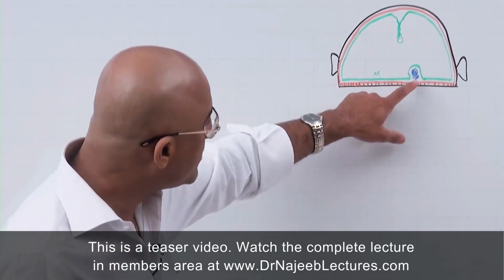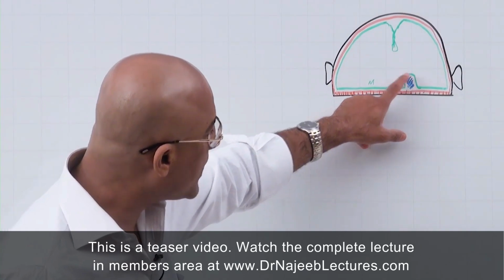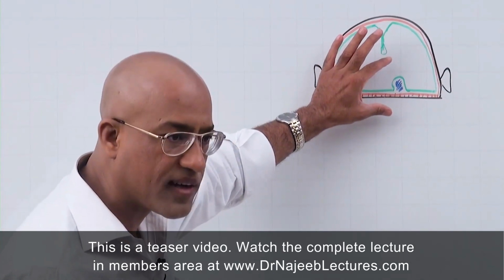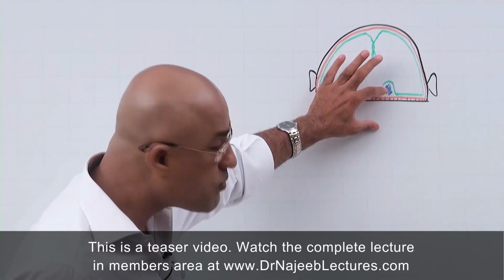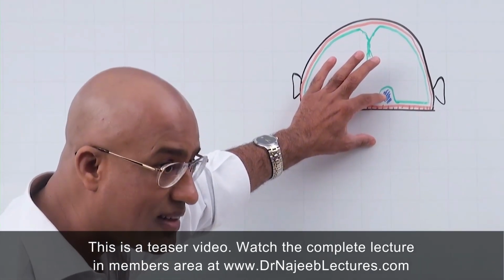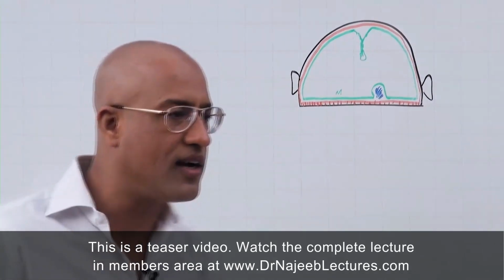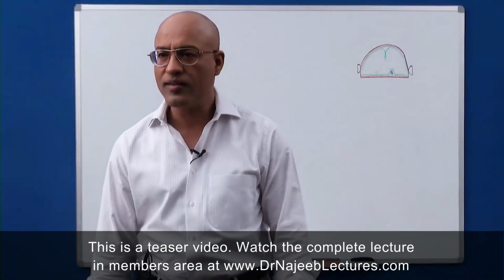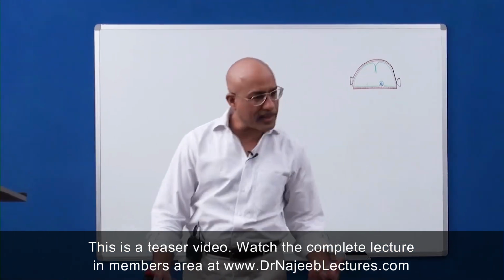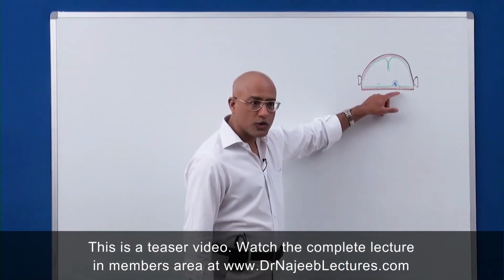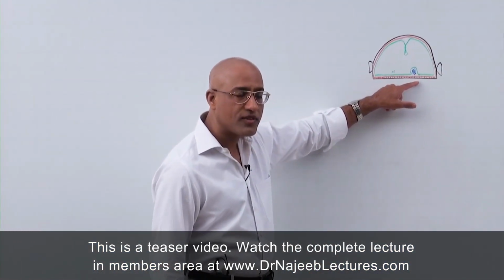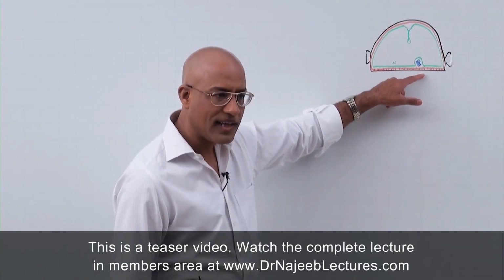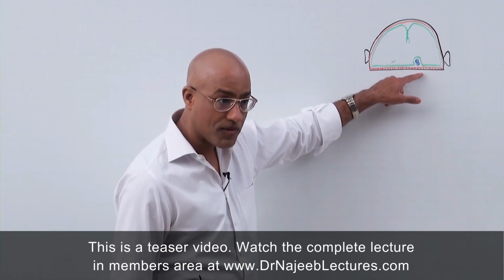So what we can say now is that this space, created by separation of two layers of Dura Mater and full of venous blood, is called dural venous sinuses. What is it called? Dural venous sinuses. So, what are dural venous sinuses? Dural venous sinuses are very specialized venous channels present intracranially.